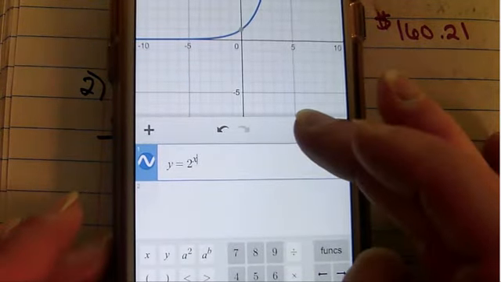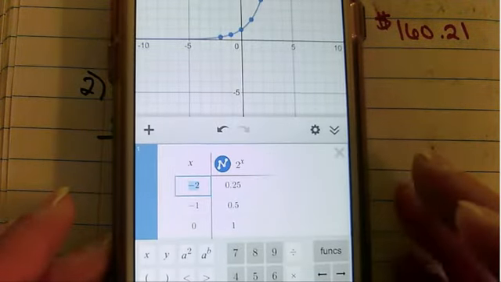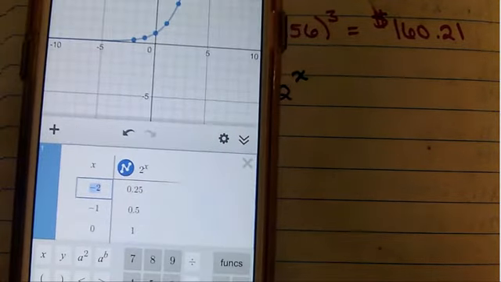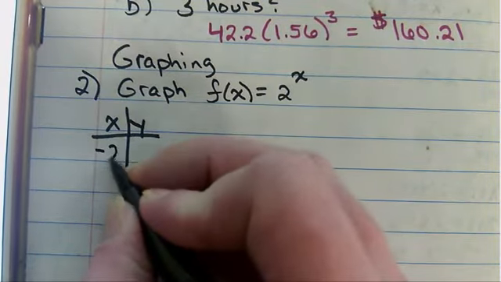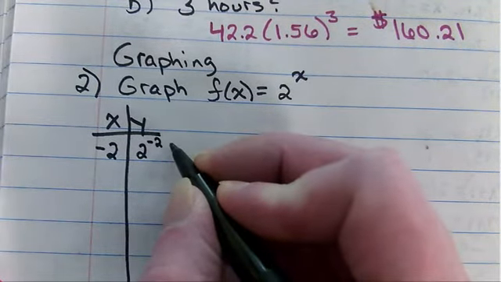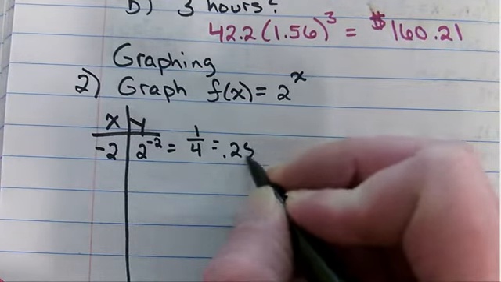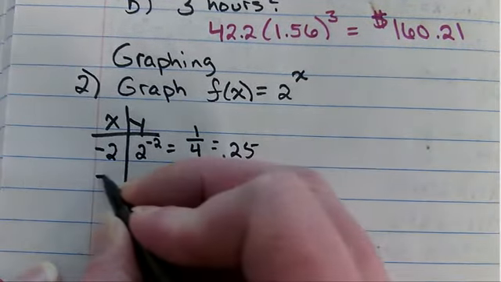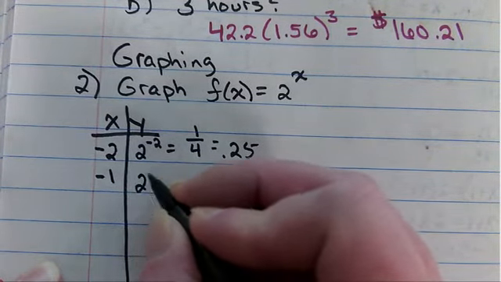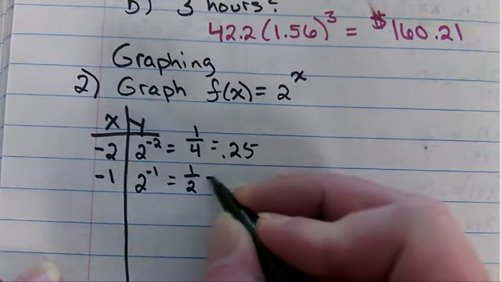I want to look at the table. So I press the settings thing, and I'm looking at the table. And so when x is -2, it's at 0.25. And let's talk about why that is. Because 2 to the -2 would be 1/4. It's 0.25. At -1, it says 0.5. And that's because 2 to the -1 would be 1/2.